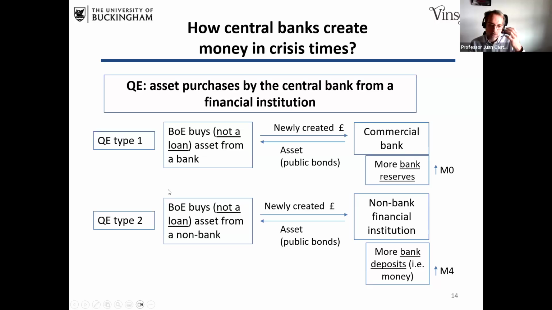There is another type of QE, one in which the Bank of England is buying an asset, a public bond, now not from a bank, but from another non-bank financial institution. An insurance company, for example, could be. And what the bank is doing now is creating new money to pay for it and will be paying the non-bank financial institution into the preferred bank account. And remember, a bank deposit, a bank account, is included in a broader definition of money, M4 in the UK. So again, a very different operation in nature. This is not a loan. It's much more permanent, if you like. It's an outright purchase of an asset. Which asset? Public bonds.